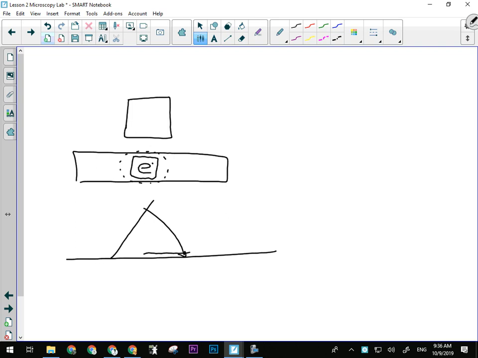Now, the letter E, and you may want to make a note of this, you will take a picture of it on scanning power. So your lab diagram for the letter E will be done on scanning power.